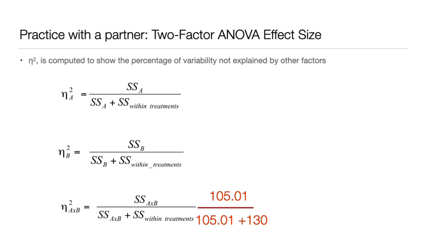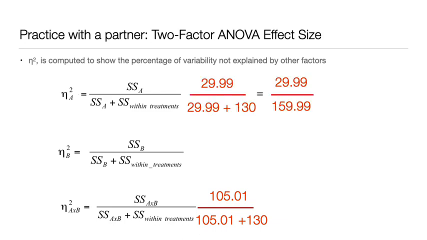Again, statistical significance is not the same thing as practical significance, so we want to do those effect sizes. So here is our effect size for light, that eta squared for light. We have 29.99 divided by 29.99 plus 130. We do the math on that and we get an eta squared of 0.19.